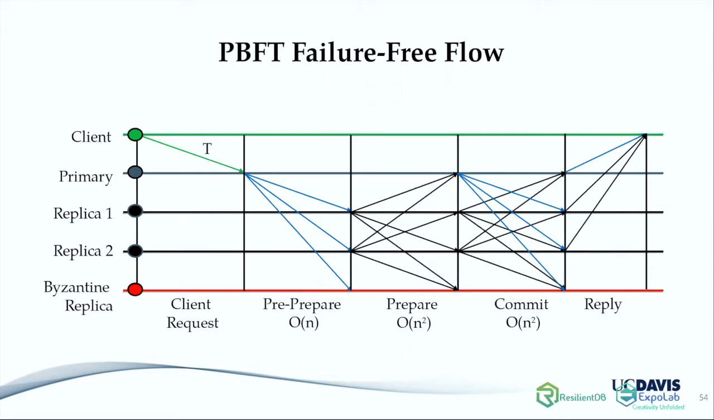Any questions? Could the primary also be Byzantine by any chance or no? Yes, yes, yes. Primary can be Byzantine. We have a view change protocol to replace the primary, but all those things are next level. We don't want to talk about that because it would make it a little bit complex. But in ResilientDB, we have a view change protocol implemented that can replace the primary in case the primary is Byzantine or faulty or crashed or anything.